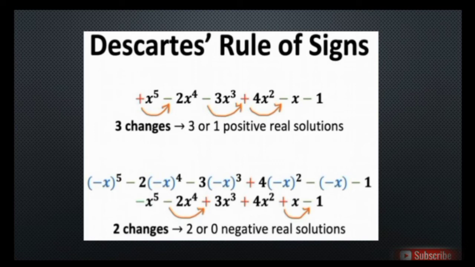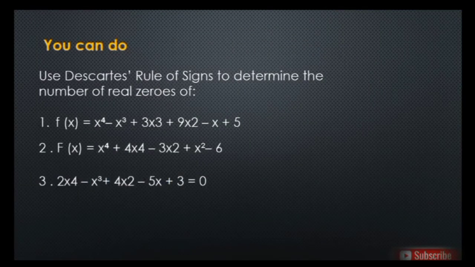Now can you tell the number of imaginary solutions or imaginary roots of this equation? So real roots: positive is 1 and negative is 3. So imaginary will be 5 minus 3 equals 2. So it is an important concept.